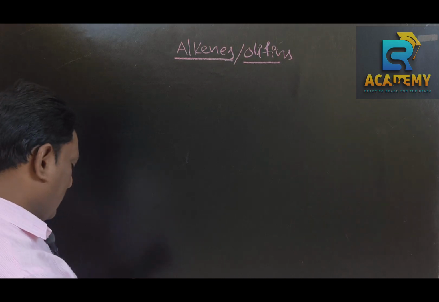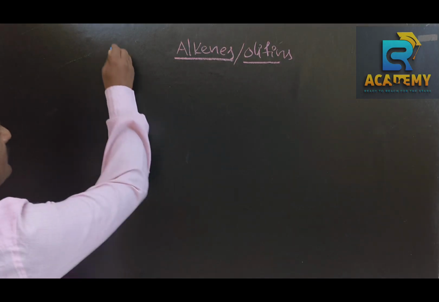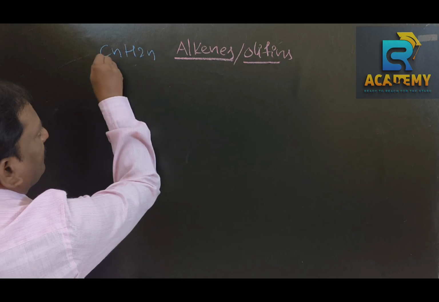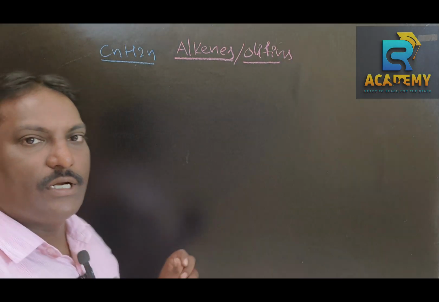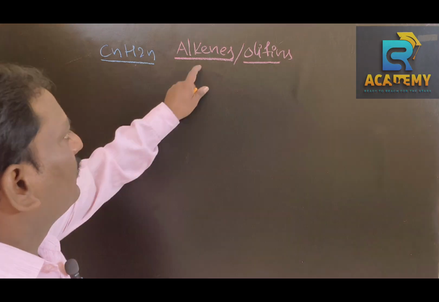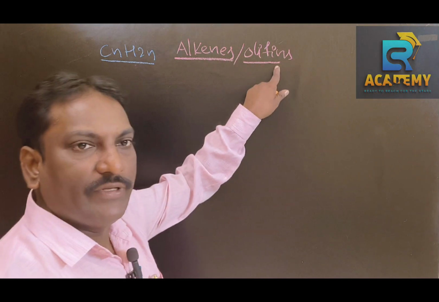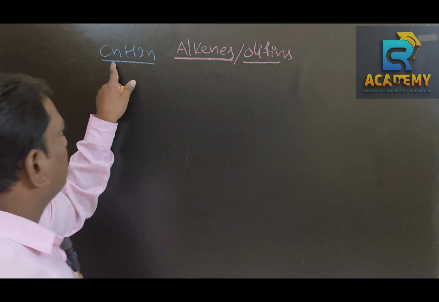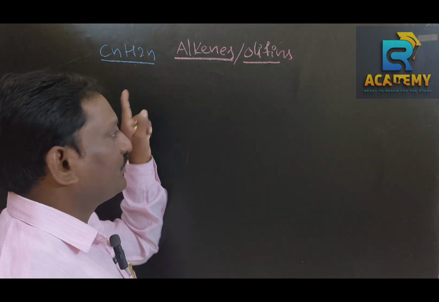Alkenes. General formula CnH2n. Here n equals the number of carbon atoms. Alkenes, also called olefins, are unsaturated hydrocarbons with general formula CnH2n.